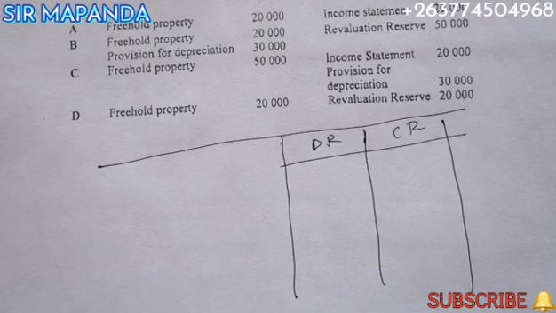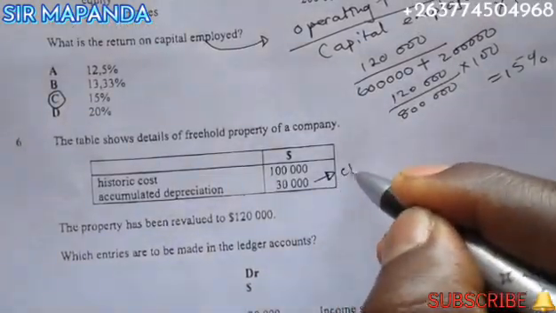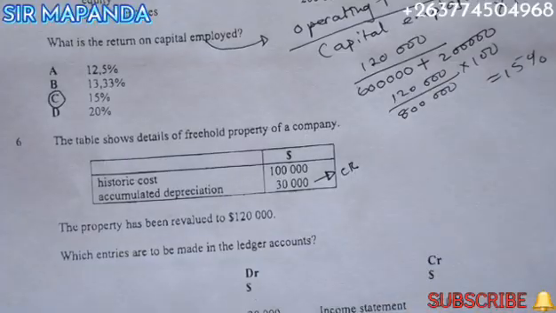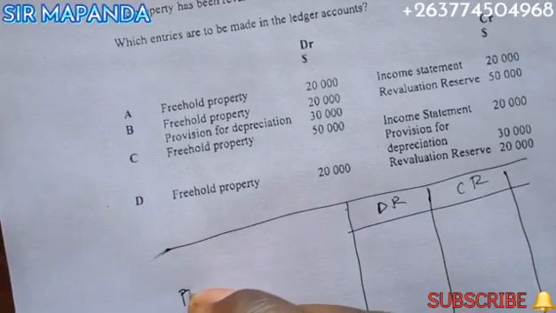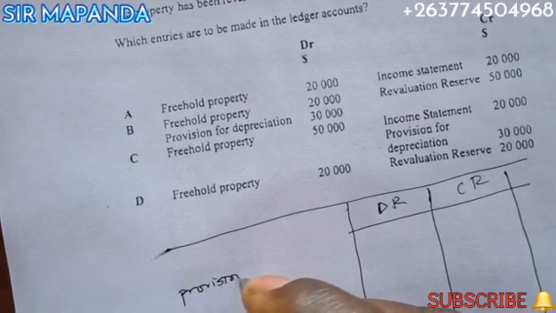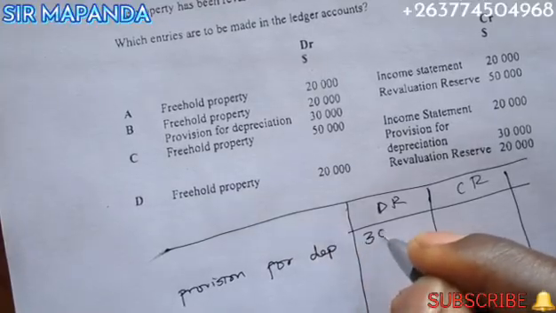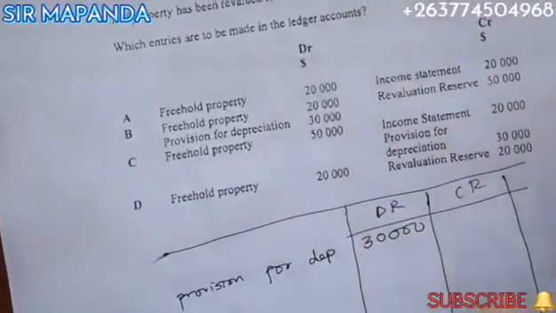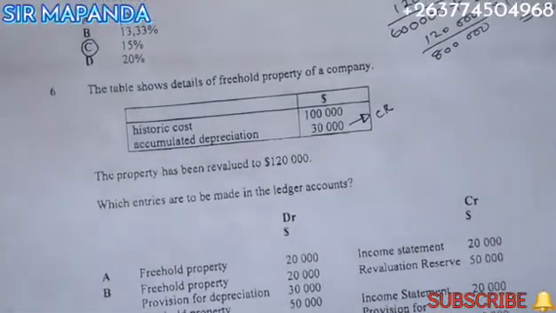To write off that credit balance, I'm referring to this 30,000 here. This 30,000 has a credit balance. So since we have revalued our asset, we need to get rid of that accumulated depreciation by debiting the provision for depreciation account by 30,000. I hope you are following.